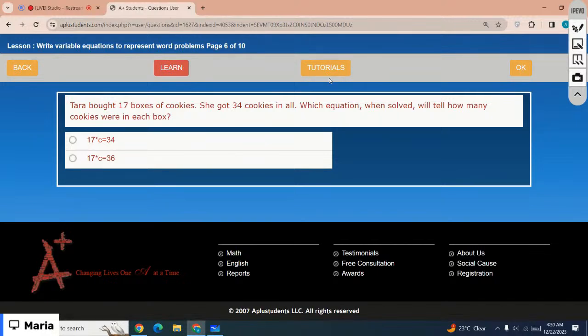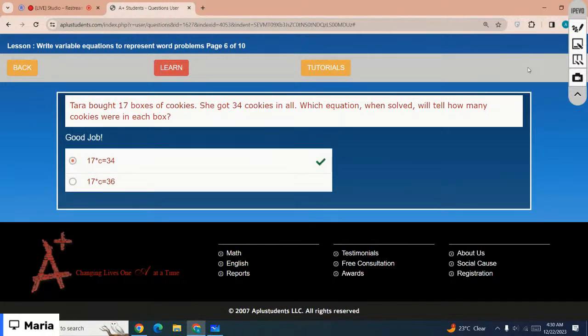Yes, that's the second one. 17 times C equals 34. Option number 1 is the correct option. Very good.